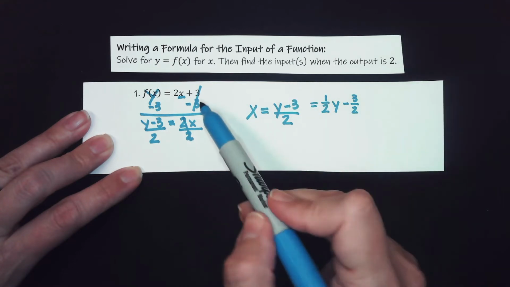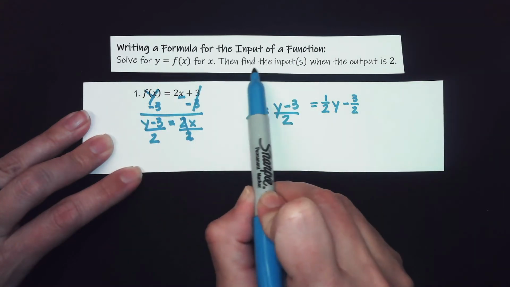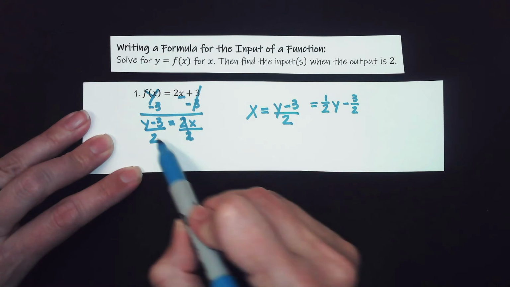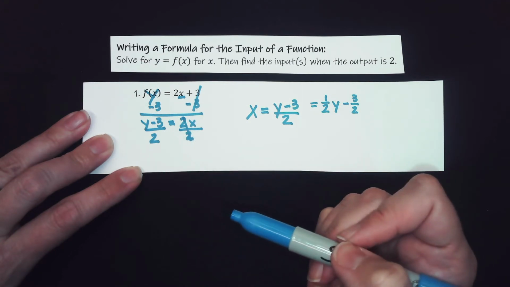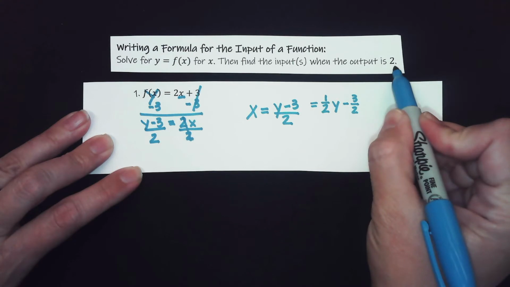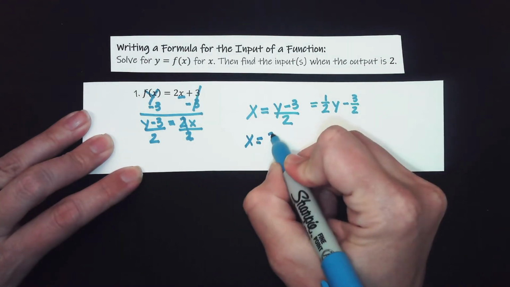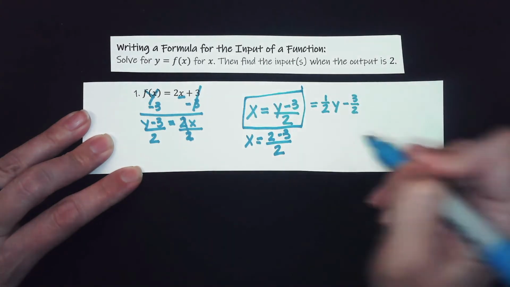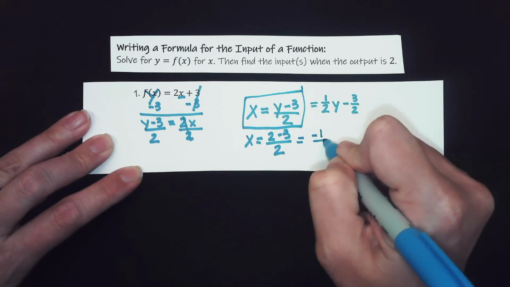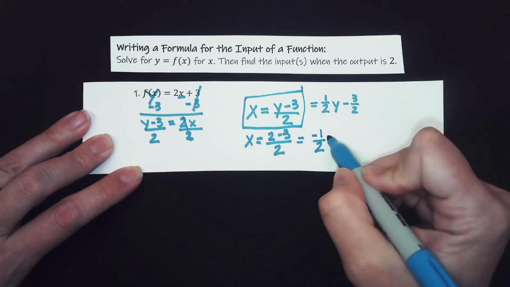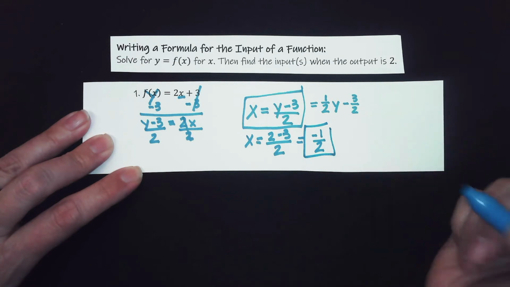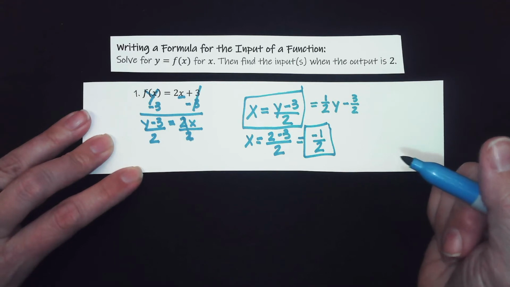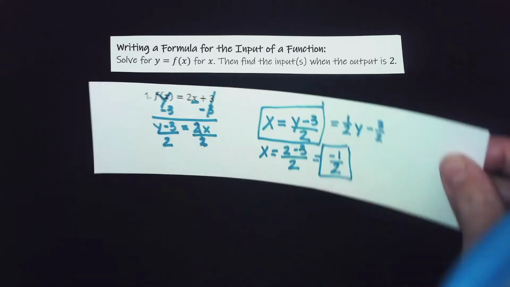Alright, so I did the first part. I solved for x. Then it says find the input when the output is 2. The x is the input. The output is y. So for y, I'm going to plug in 2. So I have x equals 2 minus 3 over 2, because that was the equation I was solving. So that is negative 1 over 2, because 2 minus 3 is negative 1, all over 2. That would be my input when the output is 2. Alright, let's go on to number 2.